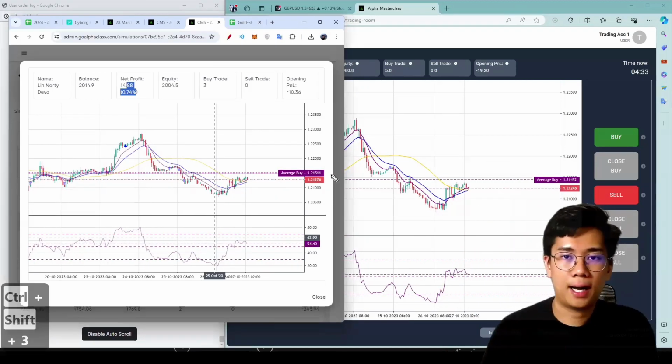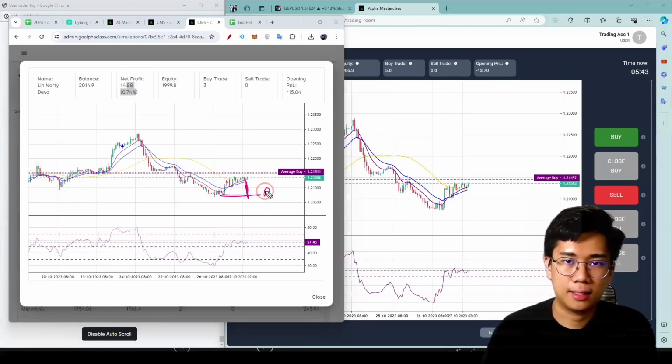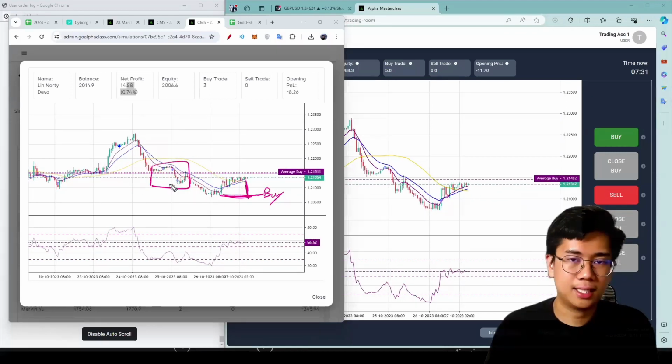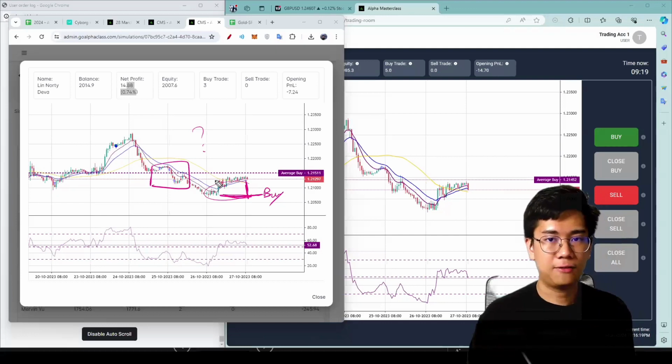If the price comes down even further to this level, then you can buy again. Then only can you consider this as low. You say that the price here is low, then here is even lower, right? So it's better to be safe than sorry.